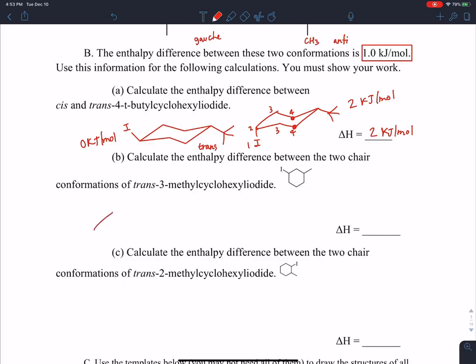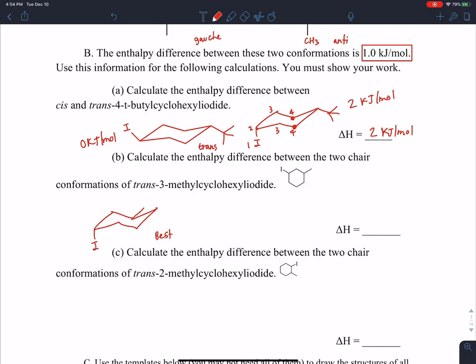Great. Alright, next question. Calculate the enthalpy between the 2 chair conformations of trans 3-methyl-1-iodocyclohexane. Okay, so I can make a best answer here and I can make a worst answer here. So let's make the best answer first. Out of these 2, the methyl is the big bad guy, so if we're trying to make the best one, we're going to stick the methyl in the equatorial spot. If on carbon 3 the methyl is pointing equatorial up, I know on carbon 1 the iodide has to point down because they're trans. So this is what I would have.